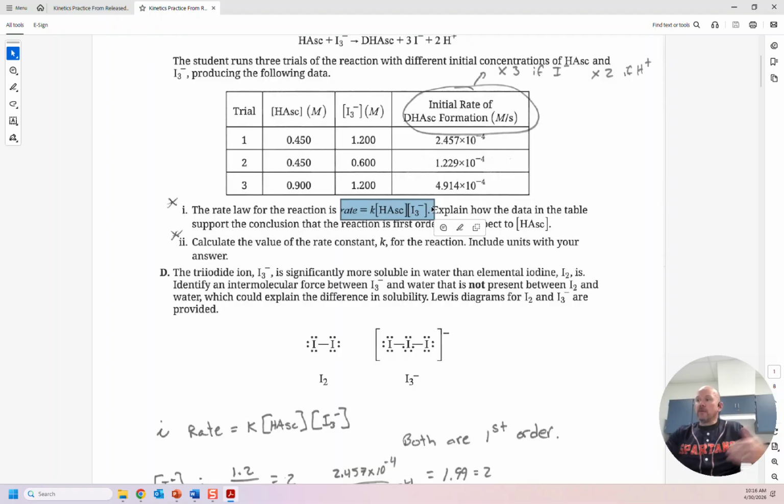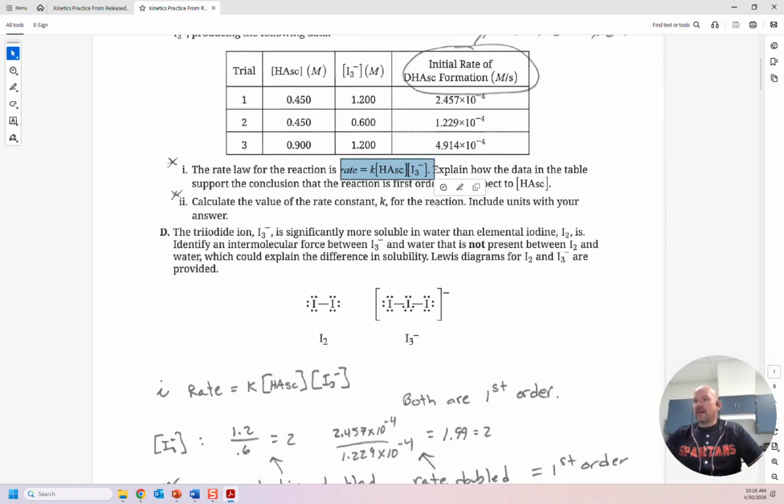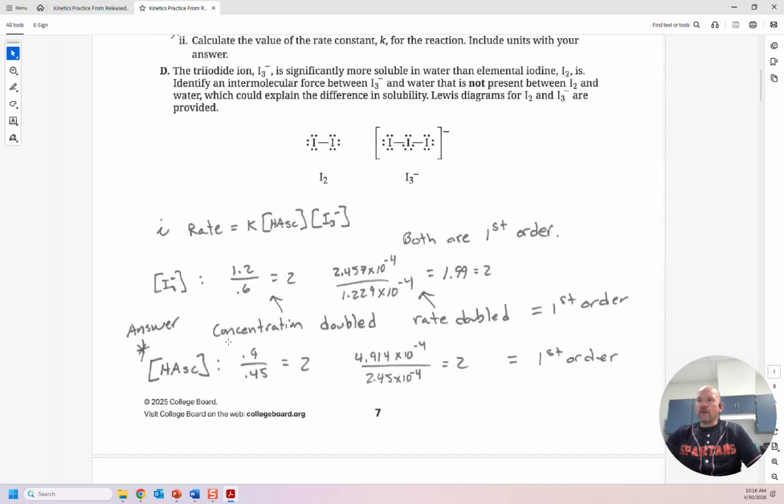If it quadruples when I double the concentration, that's a sign that it's second order, all right? So again, when I do the concentrations divided by each other, I get 2. And when I do the rates in the same trials divided by each other, I get 2. So the rate changed the same amount that the concentration changed. So it's a first order reactant.